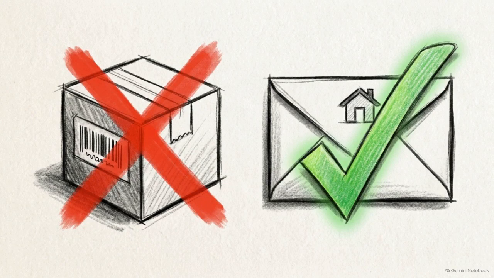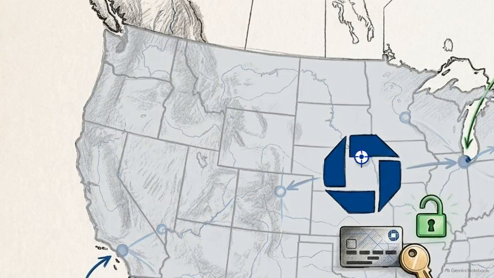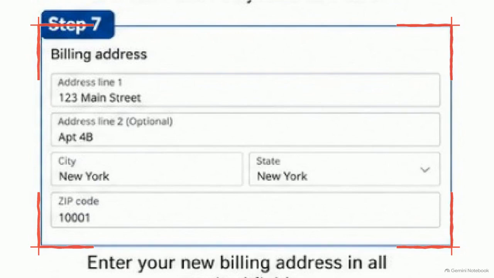A quick warning here: do not confuse your billing address with a temporary shipping address. The billing address is the permanent geographic location the bank uses to verify your identity and process payments. Type your new permanent address into the required form fields, including the street, city, state, and zip code.